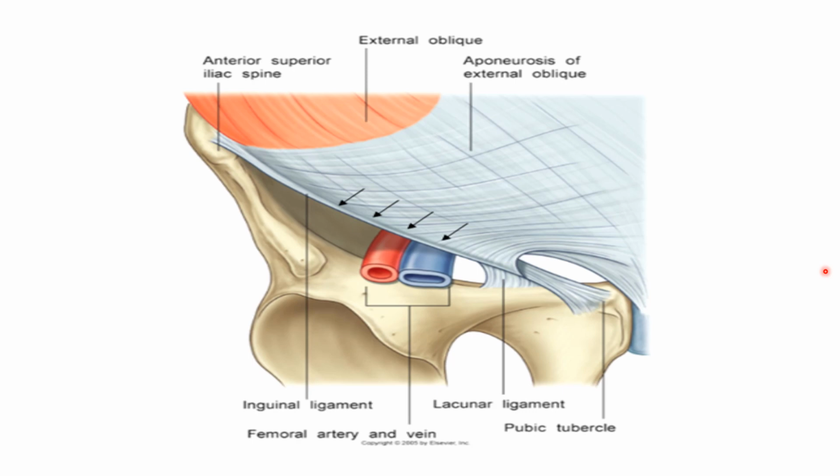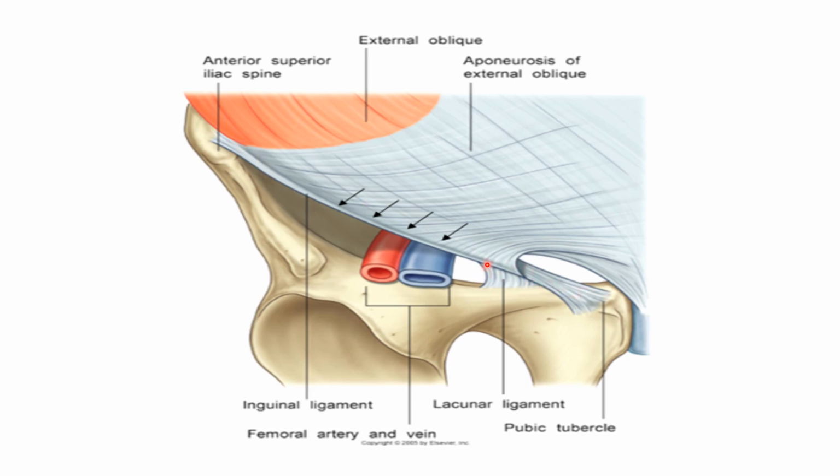Here you can see that this is the aponeurosis of the external oblique muscle, and the direction of the arrow shows how the fibers get folded upon themselves, making a cord-like structure that is attached at the anterior superior iliac spine and the pubic tubercle, and this is forming the inguinal ligament.